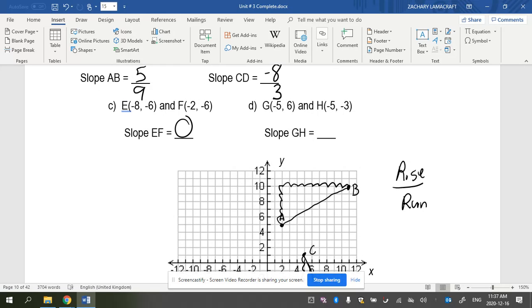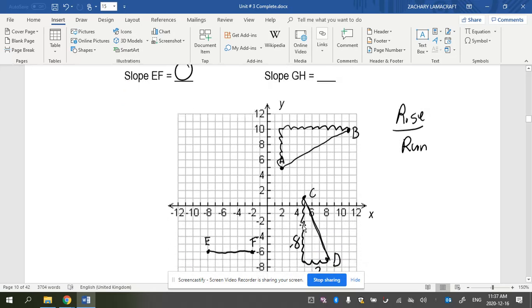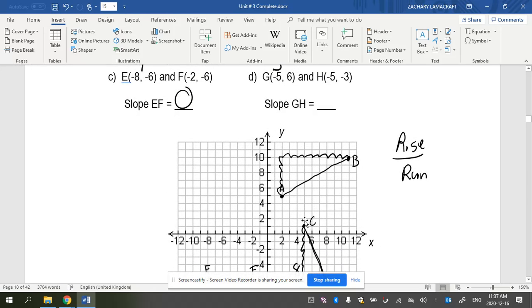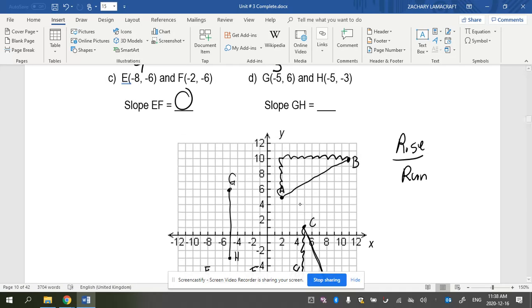All right. Last one, G to H, we've got -5 and 6. G. And H is -5 and -3. H. So just like Kyron kind of said there, it actually goes down 1, 2, 3, 4, 5, 6, 7, 8, 9. So if we did 9 divided by 0, you get on your calculator error. So what do we call that? Undefined.